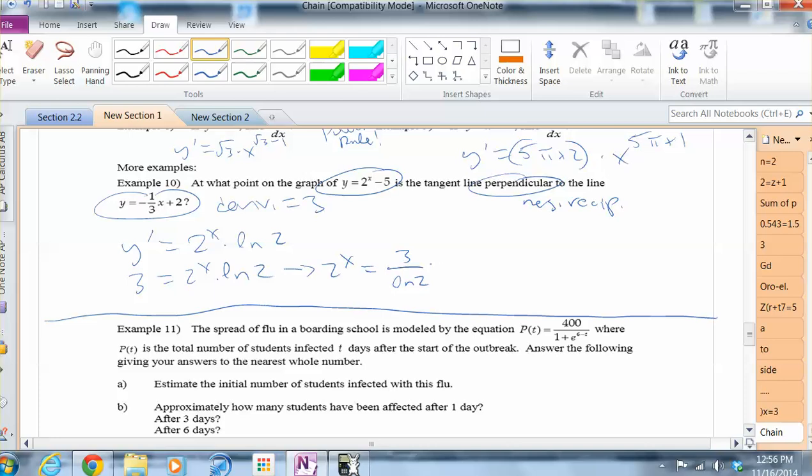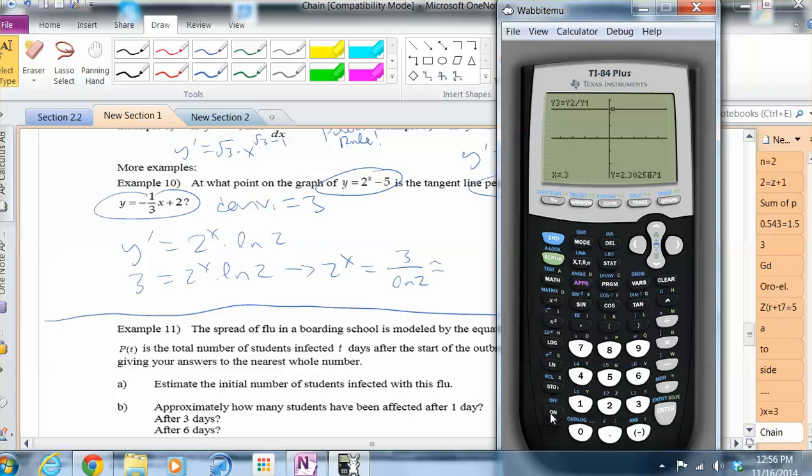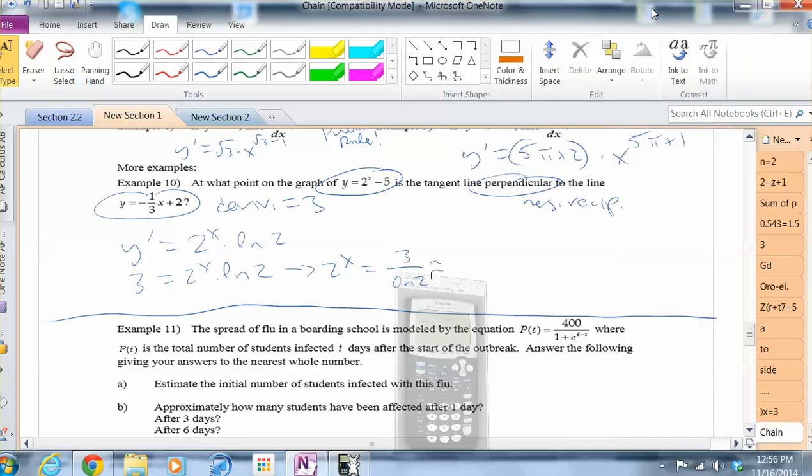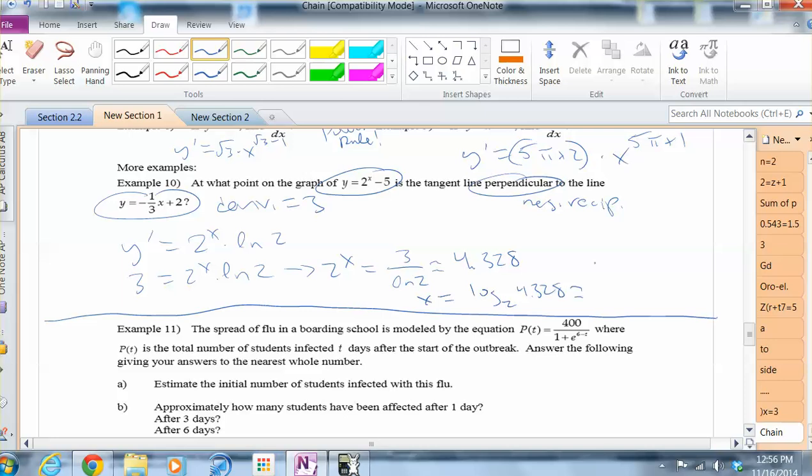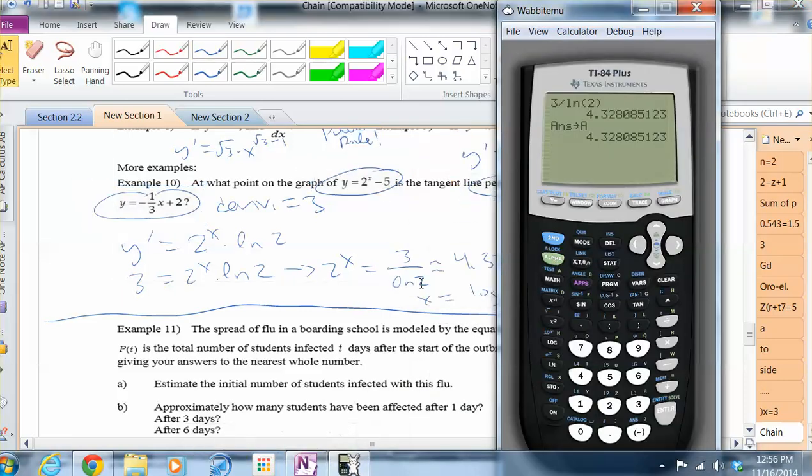And if we're careful, we could store that in our calculator. So 3 over ln 2. We get 4.328. So let me store that, say as alpha A. So x is going to be the log base 2 of 4.328. So alpha window, option 5, base 2, alpha A.